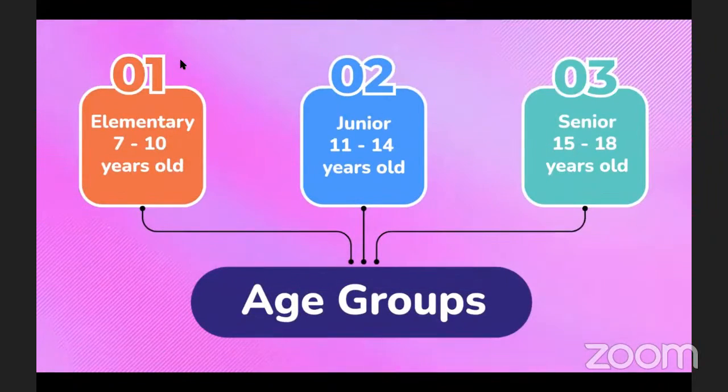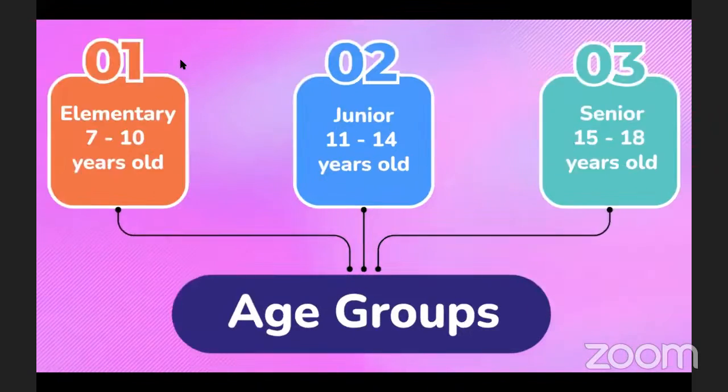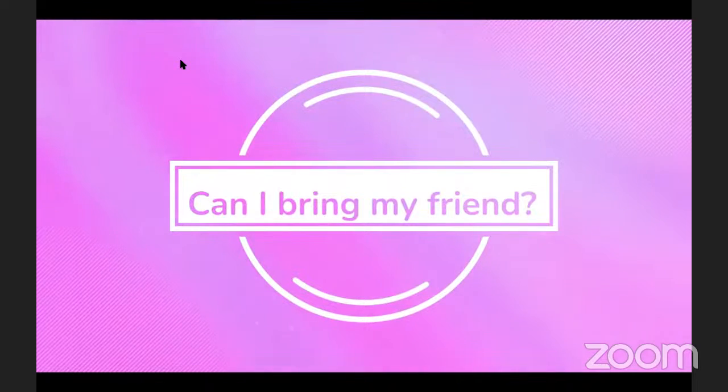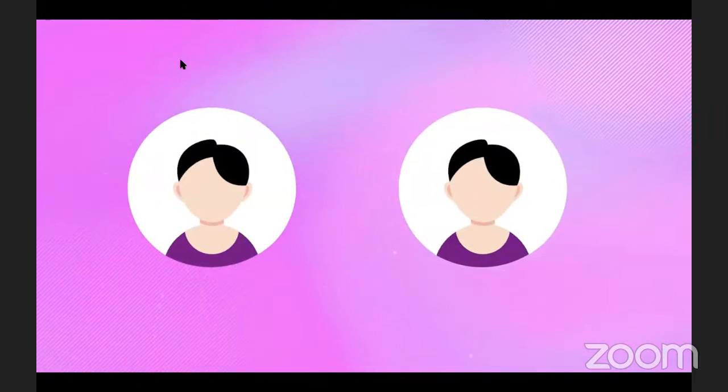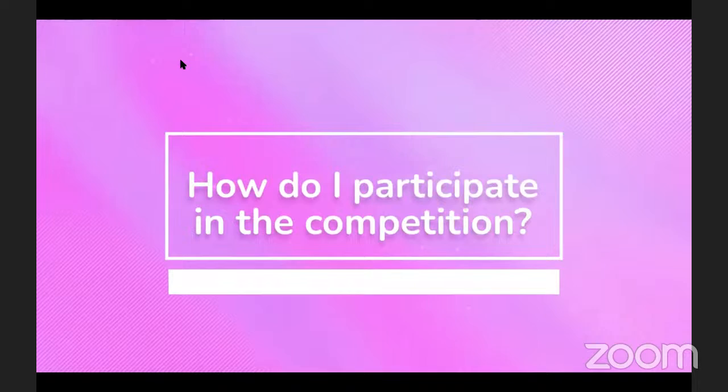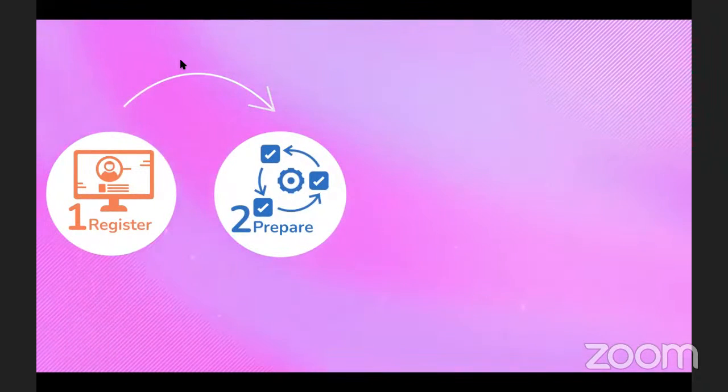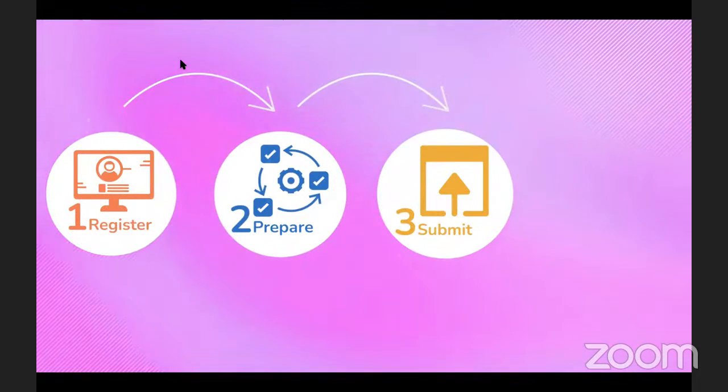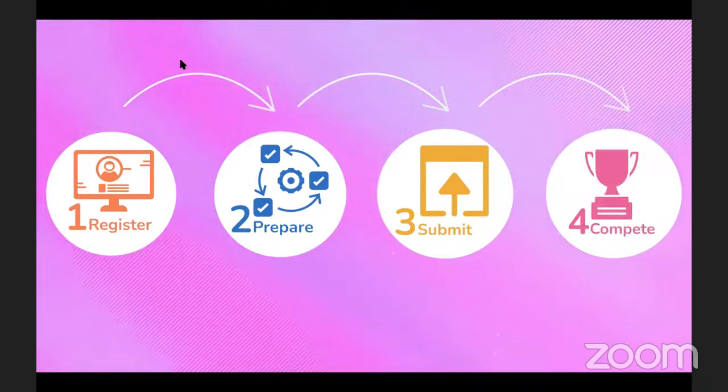Anyone above 7 years old and falling under 3 age groups can. Yes, you can either participate as a one-person army or in a team of 2 with your coding buddy. Follow these 3 easy steps to participate. Register by entering the team details on the contest portal. Prepare to enhance your coding and AI skill via self-learning material and AI bootcamps. Now that you have the skills required, it's time to show the world what you have got. Submit your project brief, project file, and the project video. Now all you have to do is sit back and wait for the results.